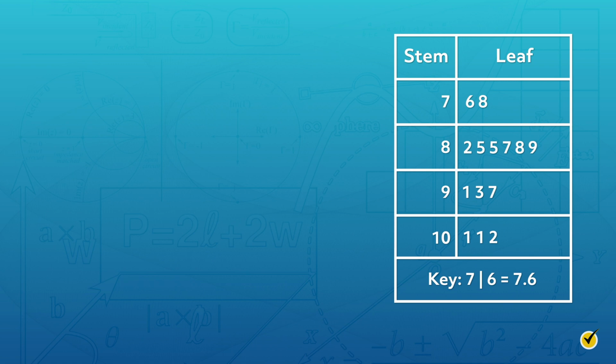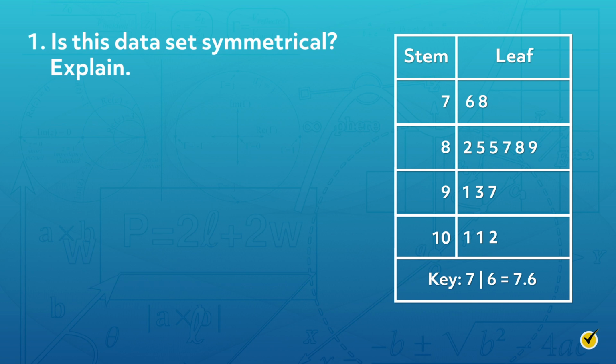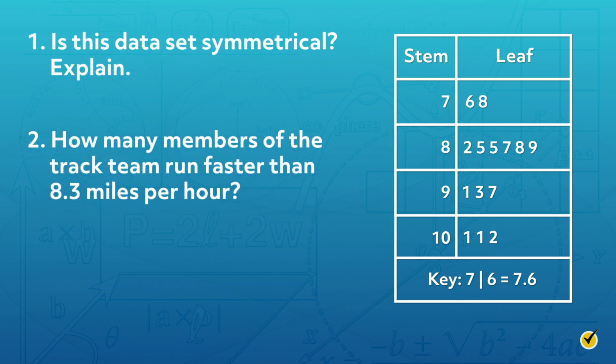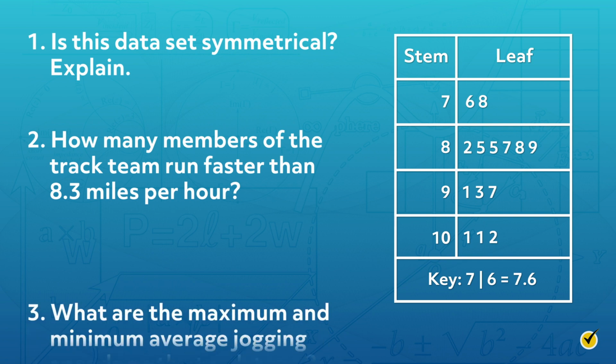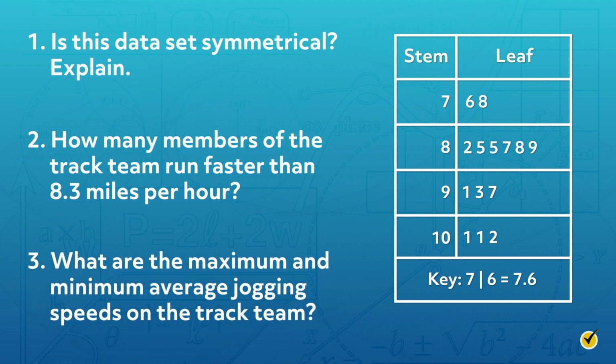Answer the following questions about the dataset using the stem and leaf plot shown. Notice the key at the bottom explaining how to interpret the stem and leaf plot using decimals in the tenths place. Is this dataset symmetrical? Explain. How many members of the track team run faster than 8.3 miles per hour? What are the maximum and minimum average jogging speeds on the track team? Pause the video and analyze the stem and leaf plot and see if you can answer these questions yourself. When you're ready, resume the video and we'll go over the answers together.